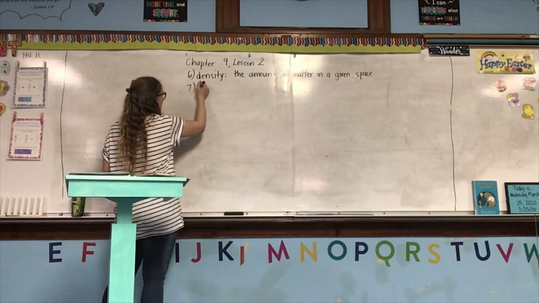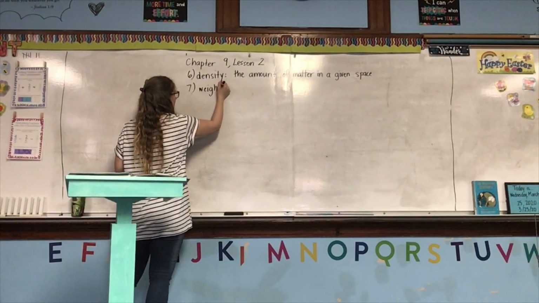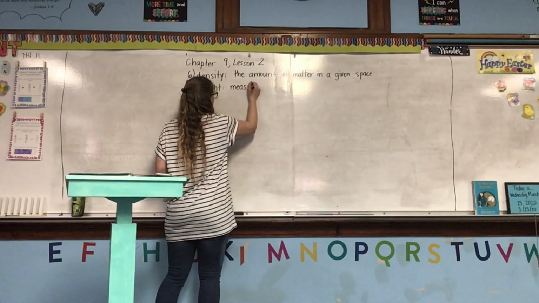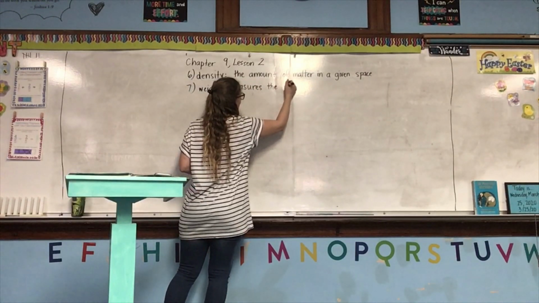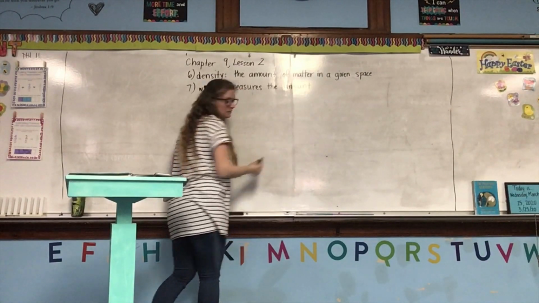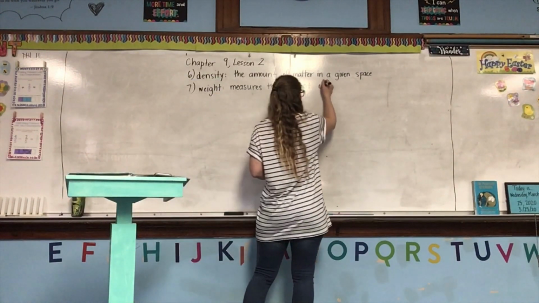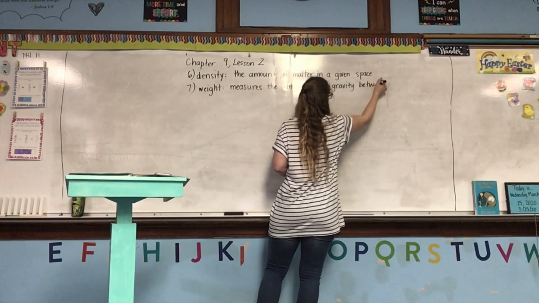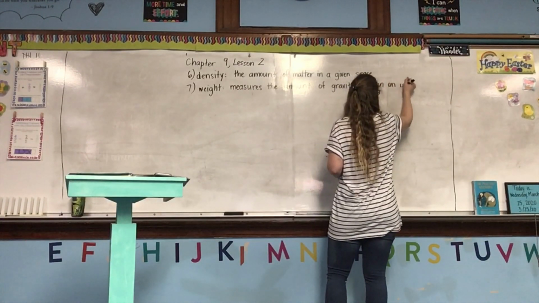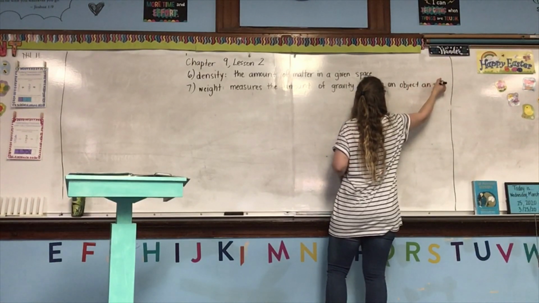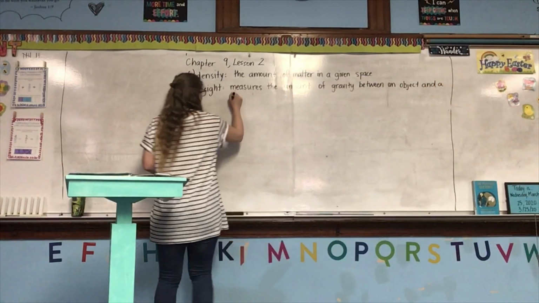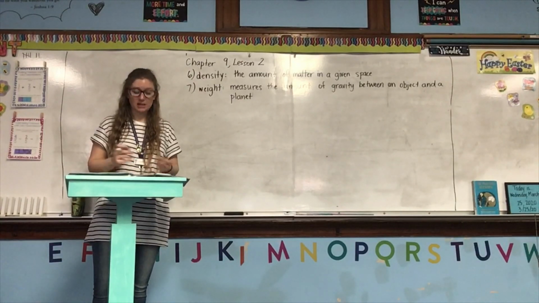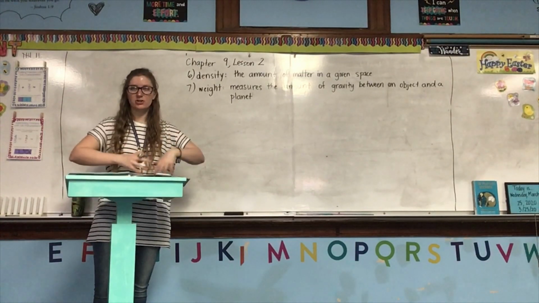So, our next word is weight. Weight measures the amount of gravity between an object and a planet, or a large body, because we also have weight on the moon, a large body out in space.